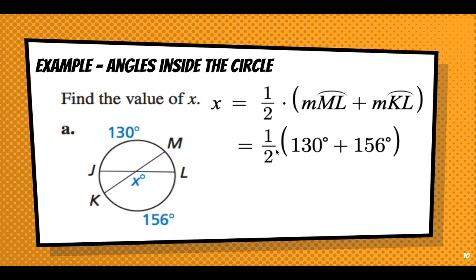Okay, so substitute in those values. Remember PEMDAS, parentheses come first, so go ahead and add 130 plus 156. That's 286. Now go ahead and take 1/2 of that. You get 143. Now go back and look at the diagram and see if 143 makes sense visually. 143 is a big number. It's pretty close to 180, right? It's definitely an obtuse angle. Look at x and see if it represents an obtuse angle. Yes, it does. That's a very wide angle.